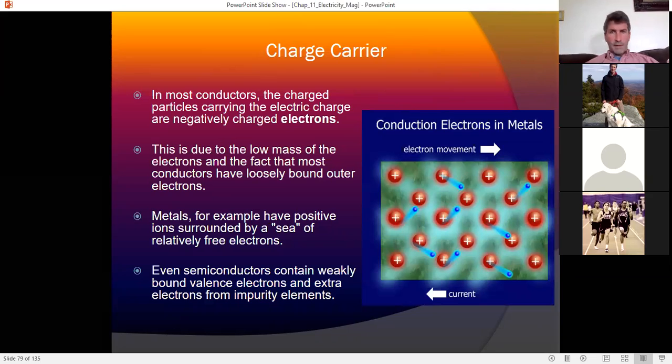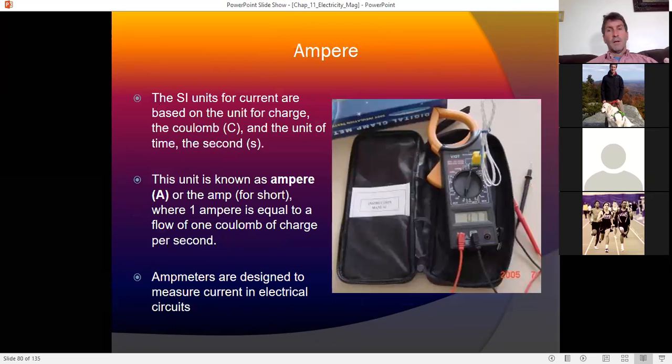Once again, in metals, it's the electrons that tend to move. In other materials, it's whatever charge is free that moves. An ampere, 1 amp for short, tells me how much charge, how many coulombs I have flowing every second.